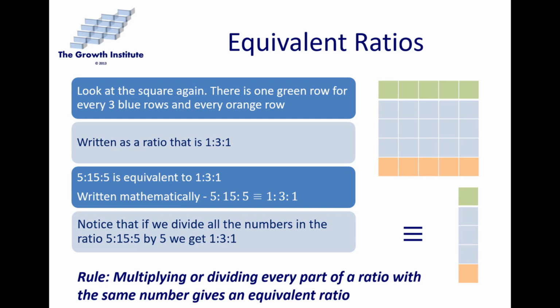And when we write it mathematically, we can say that 5 to 15 to 5 is equivalent, and for equivalent we add another line on top of an equal sign, to 1 to 3 to 1. Notice, and I think you've noticed it already, that if we divide all the numbers in the ratio by the same number, in this case 5, we get 1 to 3 to 1. And that is a rule. The rule says that multiplying or dividing every part of a ratio with the same number will give us an equivalent ratio.